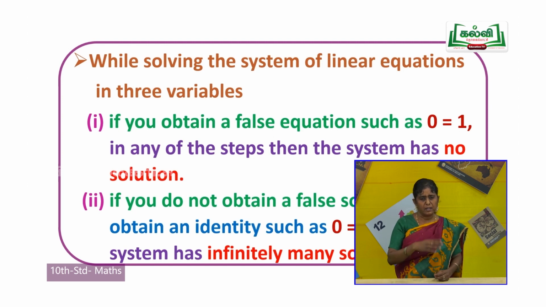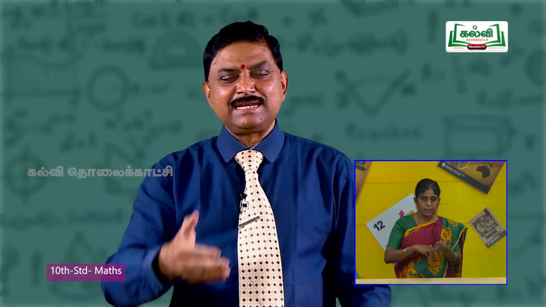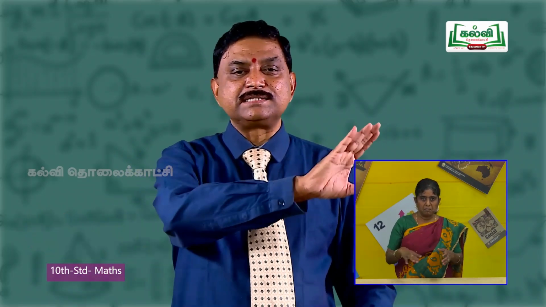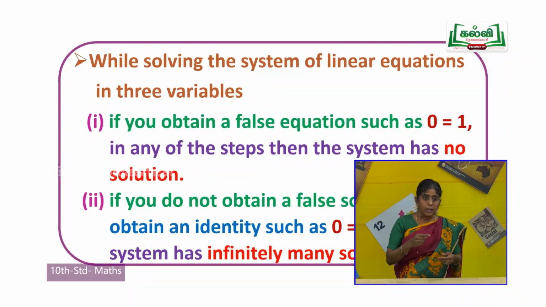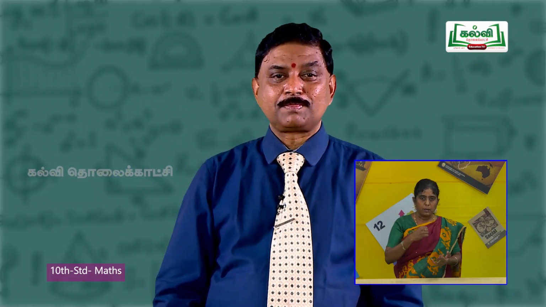In any of the steps, then the system has no solution, definitely. While you are solving the equations, at any stage, if you get 0 equal to 1, you can definitely say that the system has no solution. If you do not obtain such a false equation, but you obtain an identity such as 0 equal to 0, then you can say the system has infinitely many solutions. These two ideas only we are going to use while doing our problems.